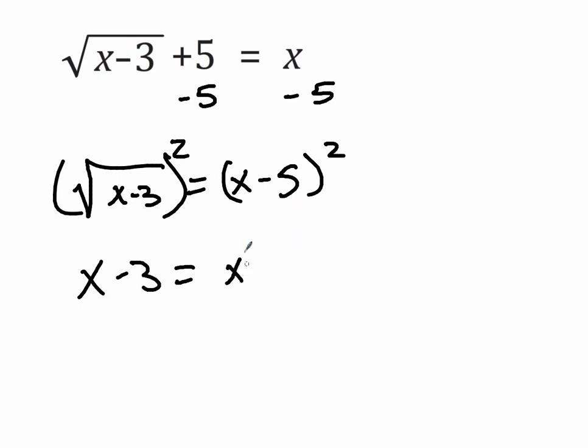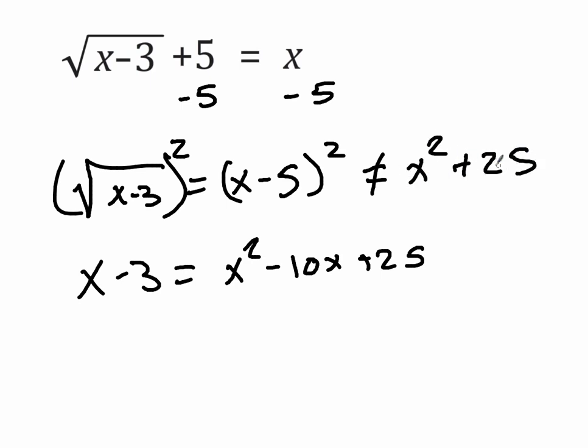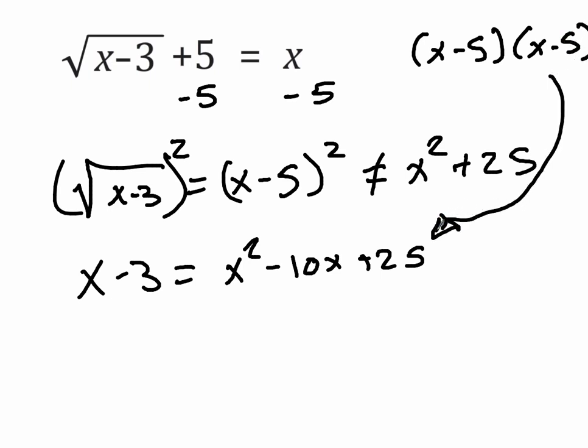And the right side of the equation is going to become x squared minus 10x plus 25 when you expand this binomial. A common error I see here is students will say, well, that's x squared plus 25 or x squared minus 25, because you just square this term and square this term. It doesn't work that way. X minus 5 squared is the same thing as x minus 5 times x minus 5, which is equal to this expression down here.